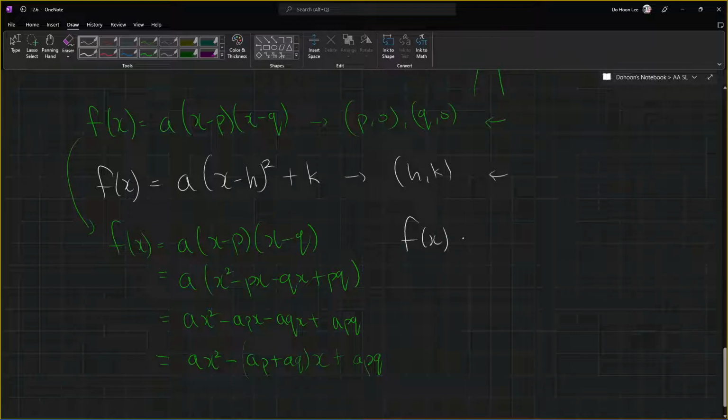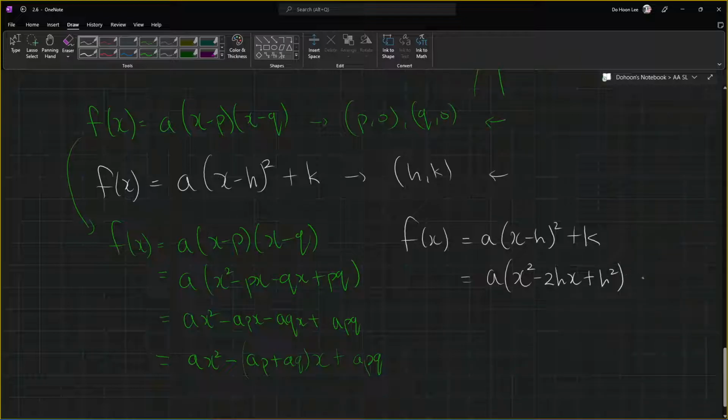f(x) equals a(x minus h) squared plus k. Let's expand it. x squared minus 2hx plus h squared, plus k. Plug in the values: ax squared minus 2ahx plus ah squared plus k. So now we can put the latter two together. So now we're in the general form.